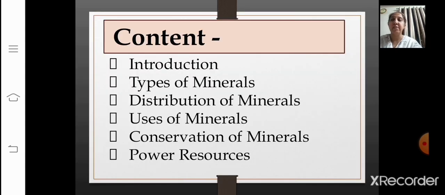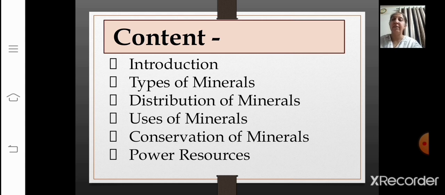We have already learned the introduction, types of minerals, and distribution of minerals, right? In our first part we learned about the introduction, that is the meaning of minerals, then the types of minerals and the methods that were used for the extraction of minerals. Then in our second presentation we learnt about the distribution of minerals, right?